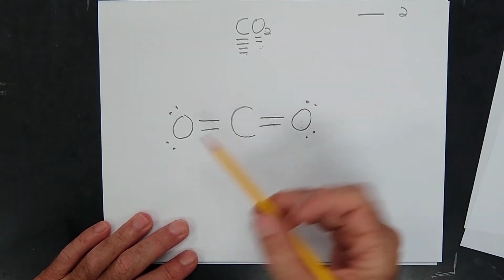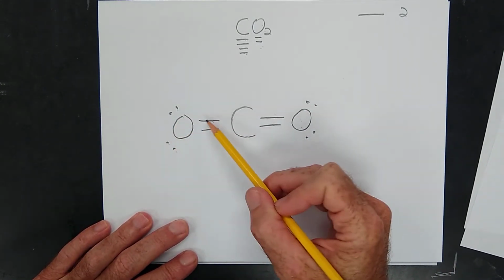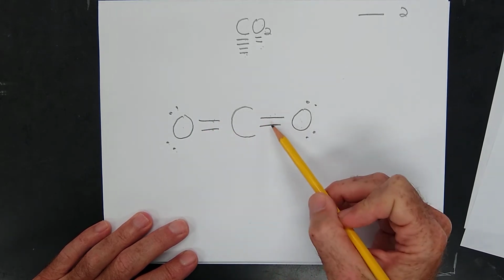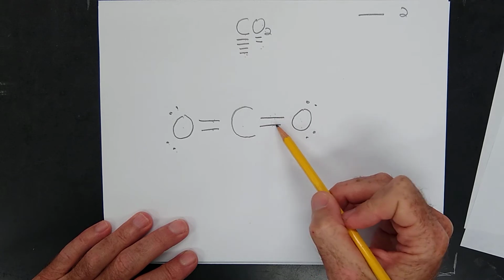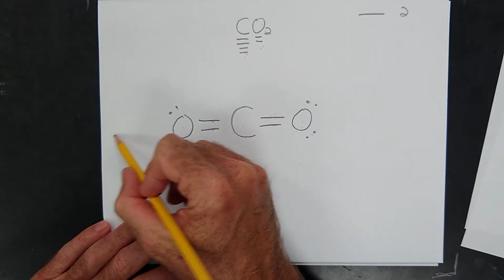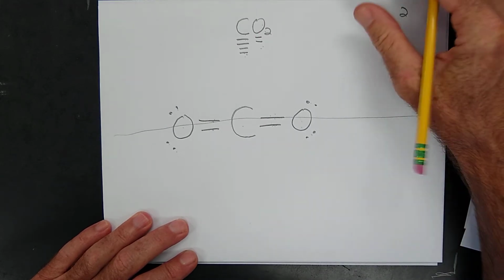And let's count the electrons. 1, 2, 3, 4, 5, 6, 7, 8. That guy's happy. 1, 2, 3, 4, 5, 6, 7, 8. That guy's happy. 1, 2, 3, 4, 5, 6, 7, 8. That guy's happy. Carbon dioxide. Carbon dioxide is a linear molecule.